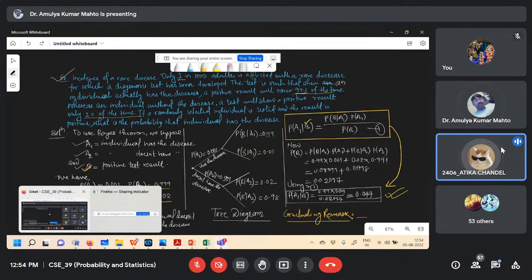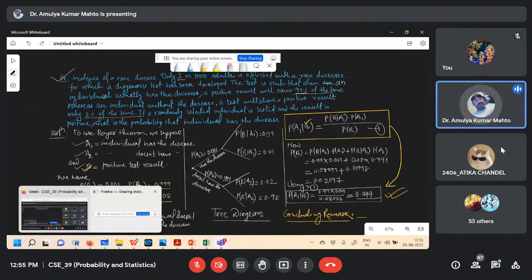Thank you. One more thing, how do you pronounce this one? You may call it A1 given B. Okay, sir. Probability of A1 given B.